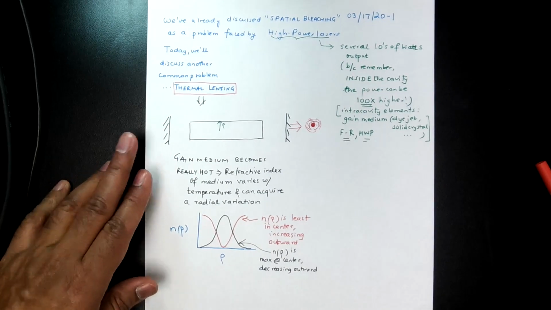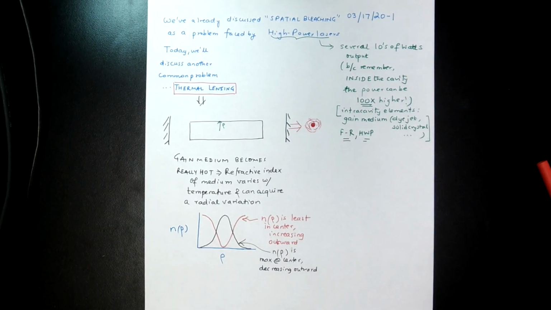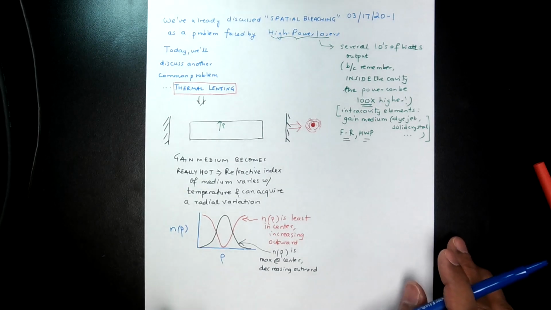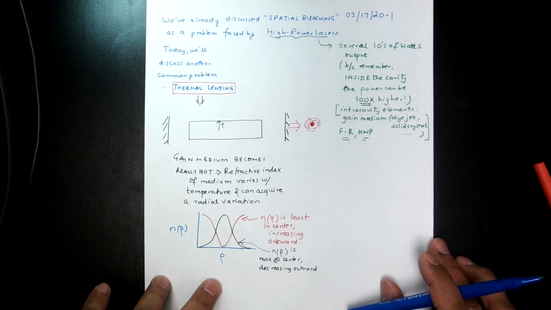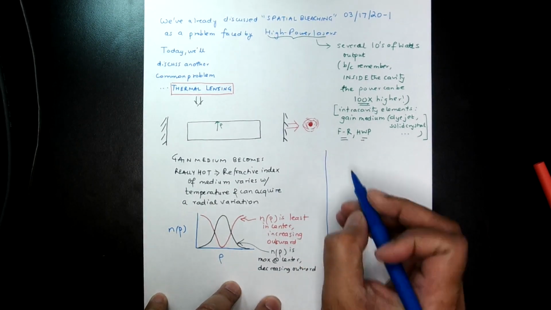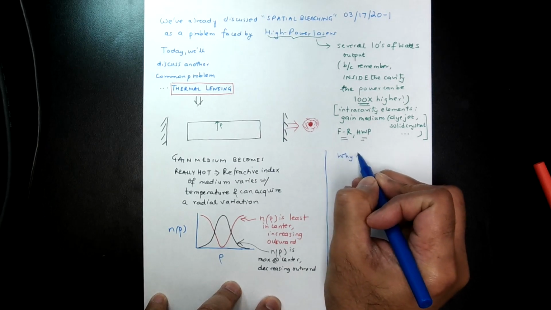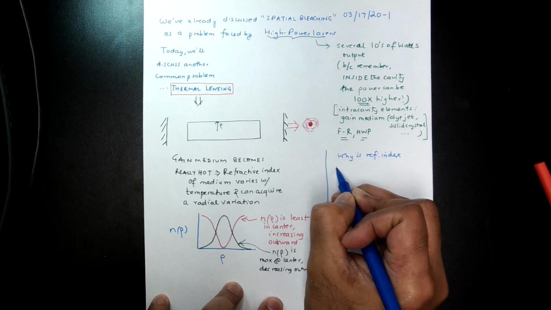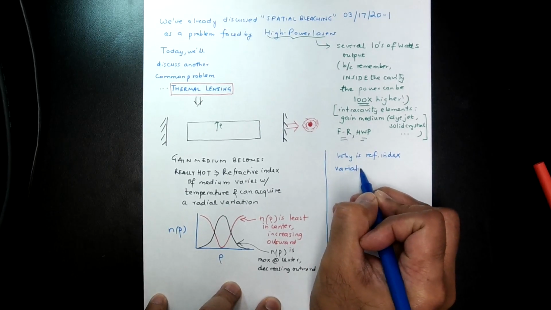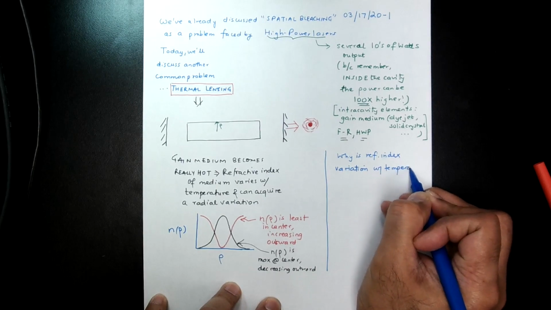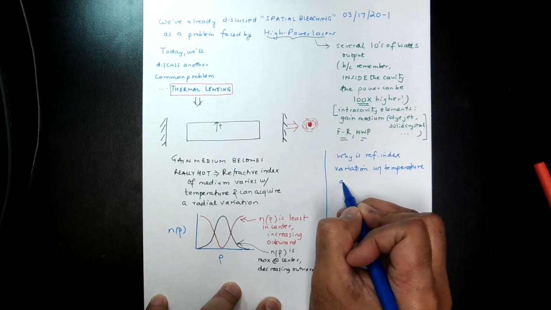So now, why is that a problem? Well, this is a problem because you'll recall that the gain medium, and so let me just say this here, that the refractive index variation with temperature is a problem.